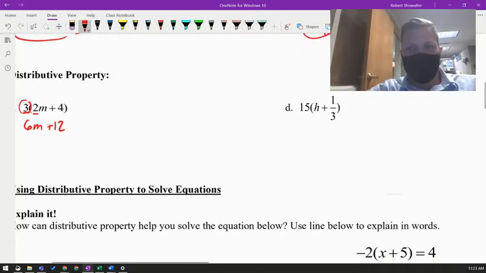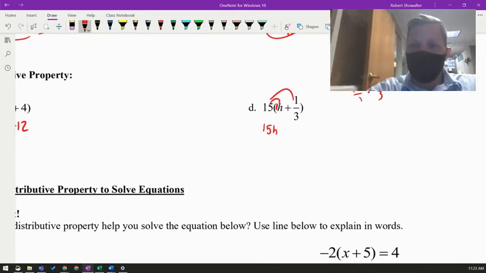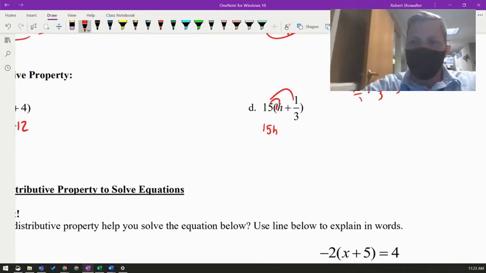exponents. All right, looking at D, when we distribute 15 times 1h, we're going to do 15 times 1, which is 15. So we have 15h. Then we're going to do 15 times 1/3. Now, you can utilize your calculator if you want to do that, or you can do it by hand. 15 over 1 times 1/3 would be 15 thirds, which is then 5. So on that, we have plus 5.